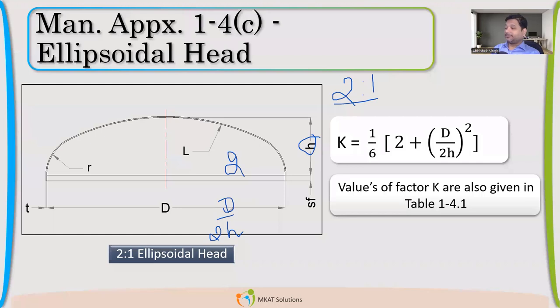What is D here? D is the major axis. What is 2H? H is from here to here. 2H, if I say it's double, that becomes the minor axis. So major divided by minor, what is that for 2 is to 1? Major is 2, minor is 1, in a 2 is to 1 ratio. So finally it's 2.